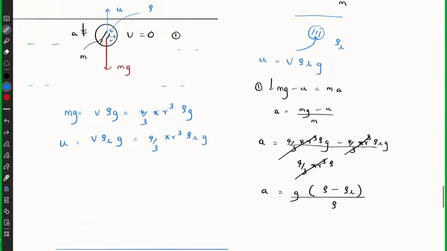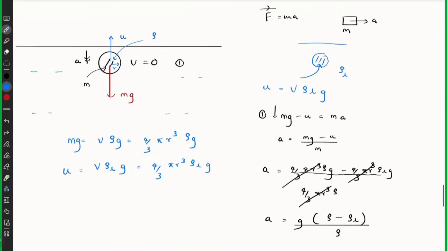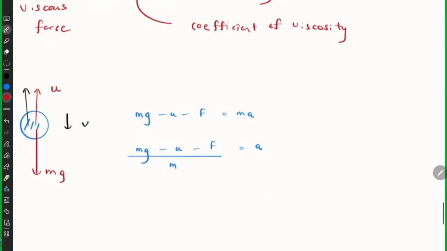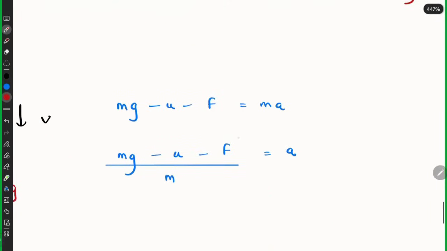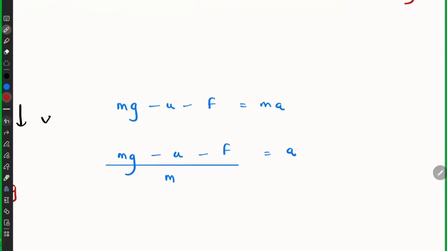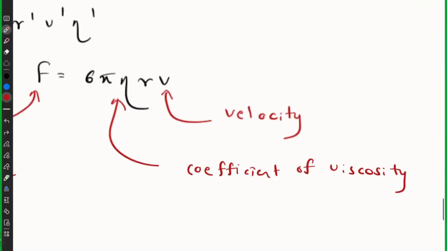Can you see initially the acceleration was mg minus U divided by m? But now the acceleration is what? mg minus U minus F over m, right? And that is going to be the acceleration that you have now. Okay? Now what can we say? Aren't you reducing the resultant force now compared to the initial situation? Yes. So the acceleration is also going to get less. Exactly. It's going to get less.